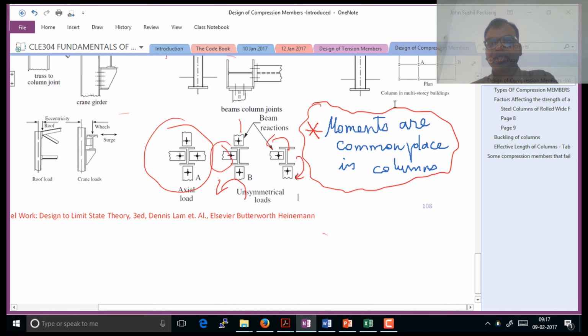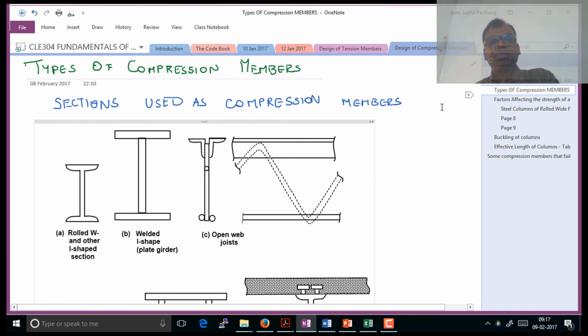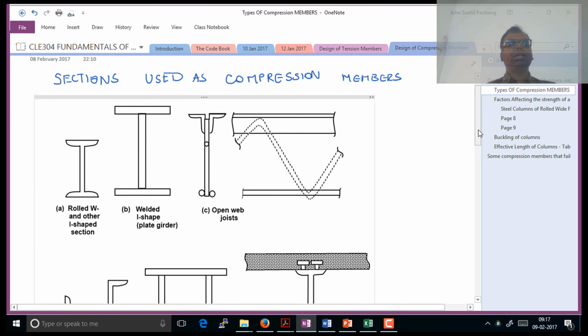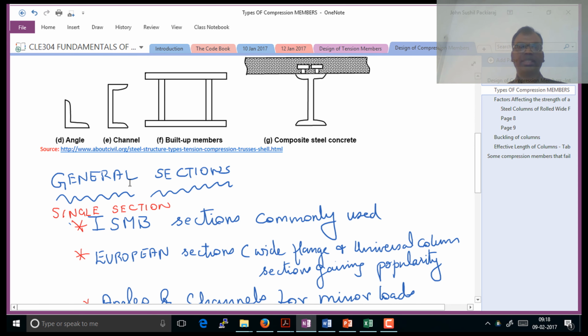So we'll go on to find what are the types of compression members. These are the typical ways by which you get compression members. I told you that you can have columns which are even up to 3 meter in depth. All those are typically done with these welded sections. These are built up with individual plates, connected together by welding, and some stiffeners will also come into the selection.